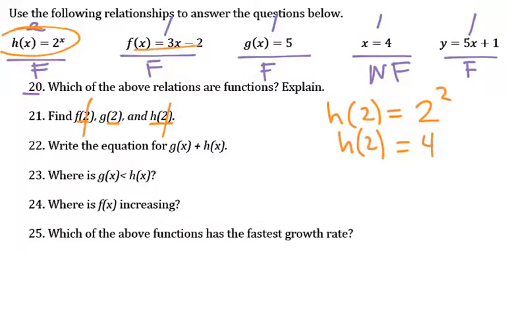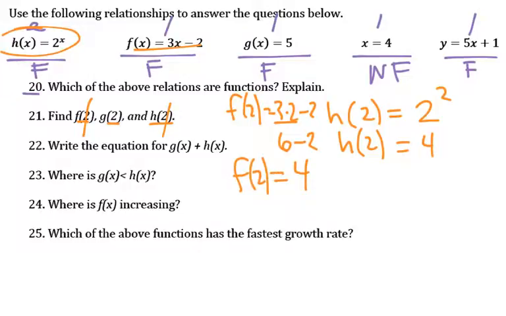Now f of 2. So f of 2 would equal 3 times 2 minus 2. 3 times 2 is 6, minus 2 is 4. So f of 2 equals 4. Now g of 2. G of 2 equals 5. Is there an x here to change? No. So we just leave it like that. So it's 5.